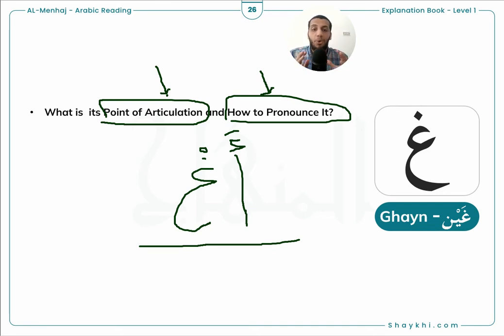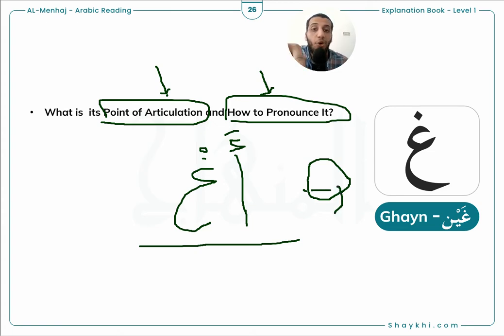What is the point of articulation of letter Ghayn? Actually, the point of articulation of letter Ghayn is the throat. You feel it's from the throat, not from the tongue, and not by using the lips. It's by using the throat. If the mouth is here and the tongue is here, this is the throat.